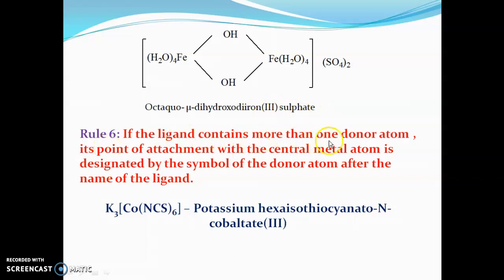If the ligand contains more than one donor atom, its point of attachment with the central metal atom is designated by the symbol of the donor atom after the name of the ligand. The example is given here.